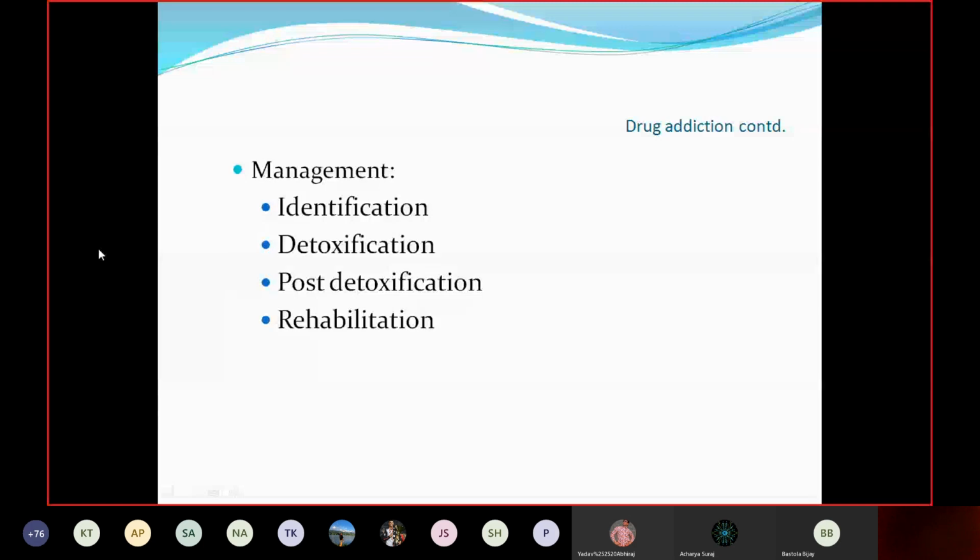So how to manage it then? Though drug addiction is considered a social problem, the first step in its management from a medical point of view includes identification of drug addicts and their motivation for drug detoxification. The drug addicts should be motivated in such a way that they understand that they are drug addicts. That is actually a very, very important step, a very pivotal step to start with.